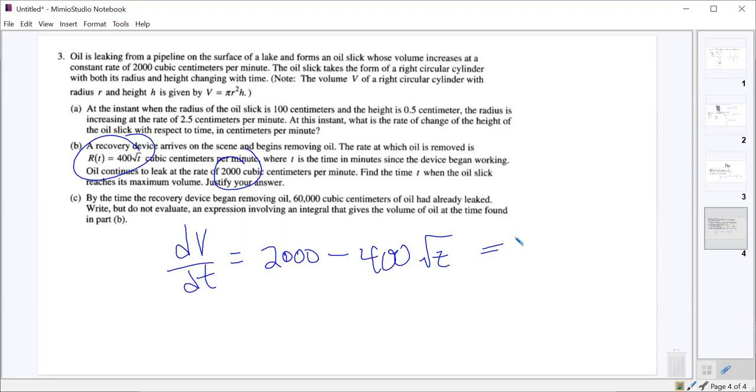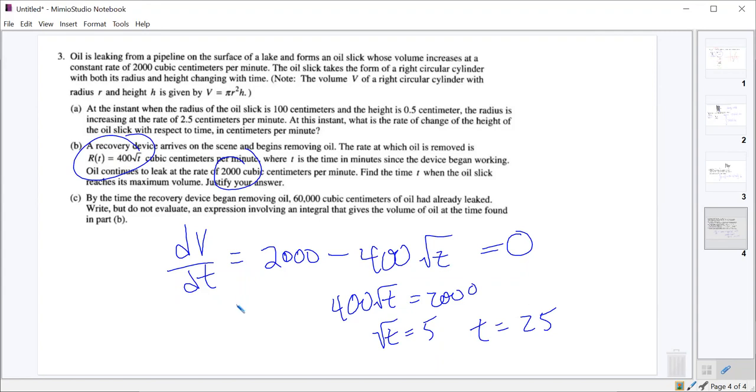And so we need to set that equal to 0. Looks like that'll equal 0 when 400 root t equals 2000. That's going to be root t equals 5, or t equals 25. And then we would need to figure out if this is a max or a min. We need to show if it's a max or a min.